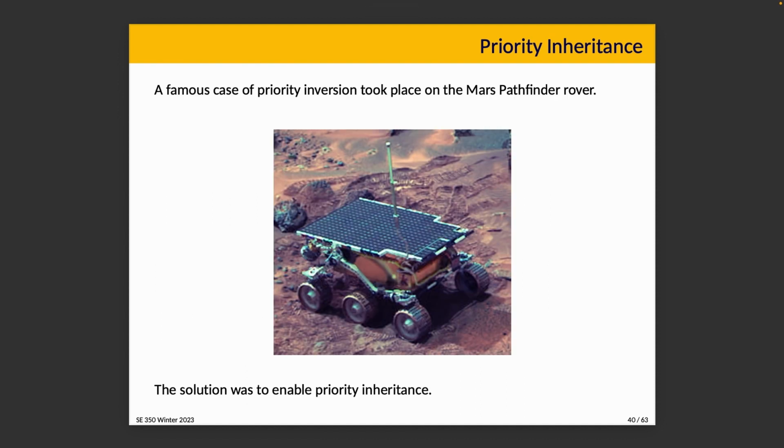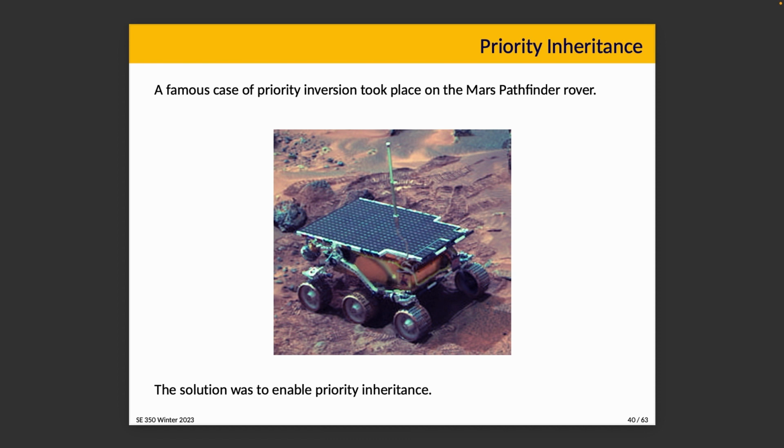And a famous case of priority inversion took place on the Mars Pathfinder rover, pictured here. In short, a low priority task would acquire a semaphore locking the information bus, and a high priority task also needed the bus. There was finally a medium priority task for communication, which ran for a long time. And if a low priority task had the bus, the high priority task was blocked. The communication task at medium priority would be selected to run. And while that happened, the low priority task would not finish and would not release the semaphore.